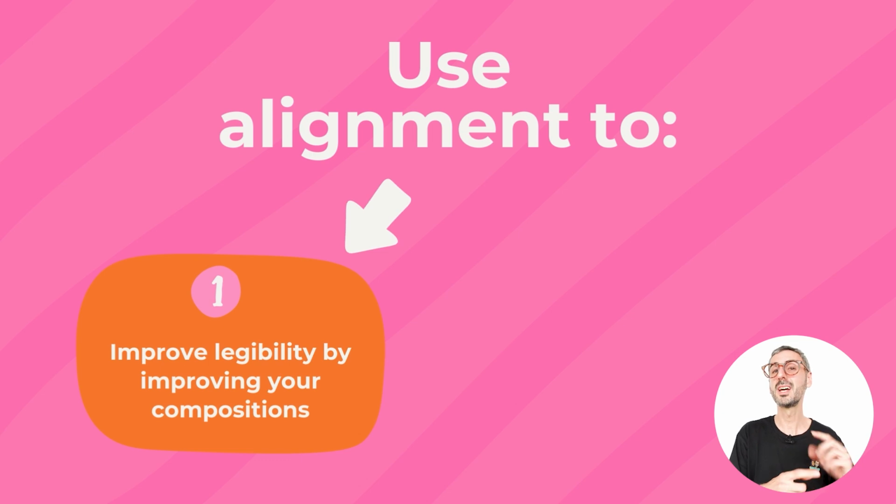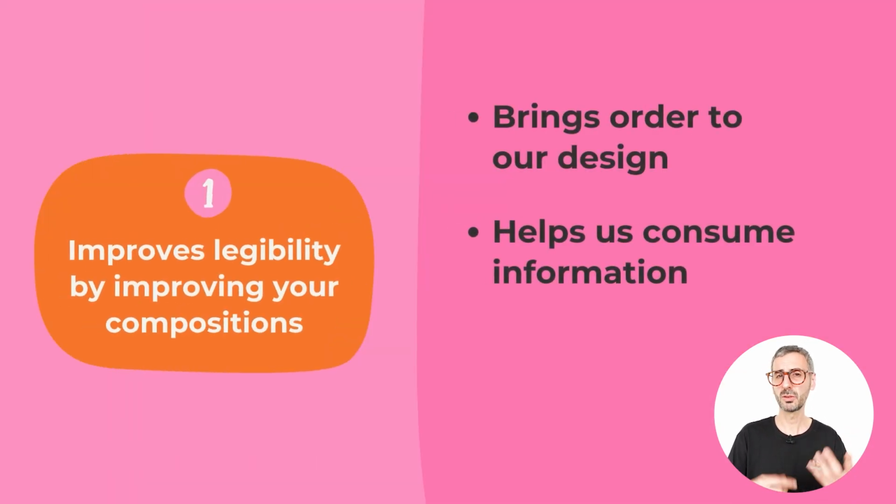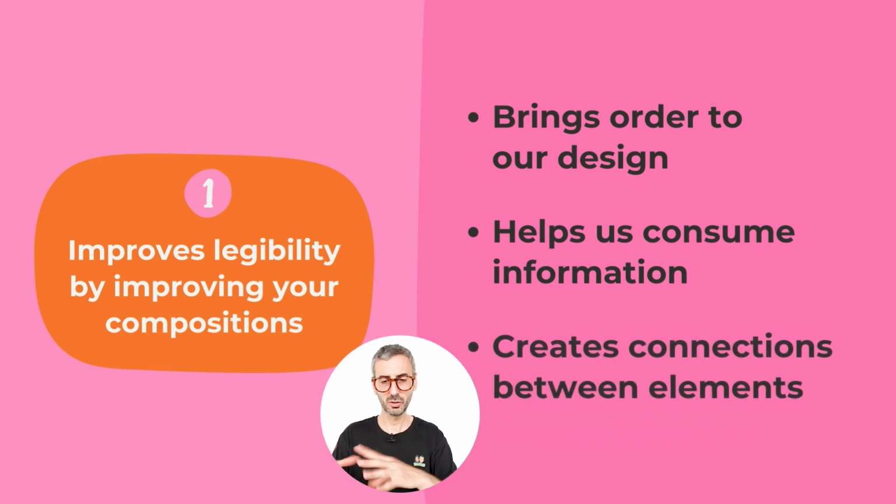All right, guys, we have covered a ton of information about the design principle of alignment. We've seen that alignment is mostly used for two good reasons. The first one is to create more legibility in our design through improving our compositions, okay? Alignment will create a structure and bring more order to the design. It will help us consume the information on the page, and it will also help by creating connections between different elements or visual groups. So that is the first main goal we are trying to reach with alignment.